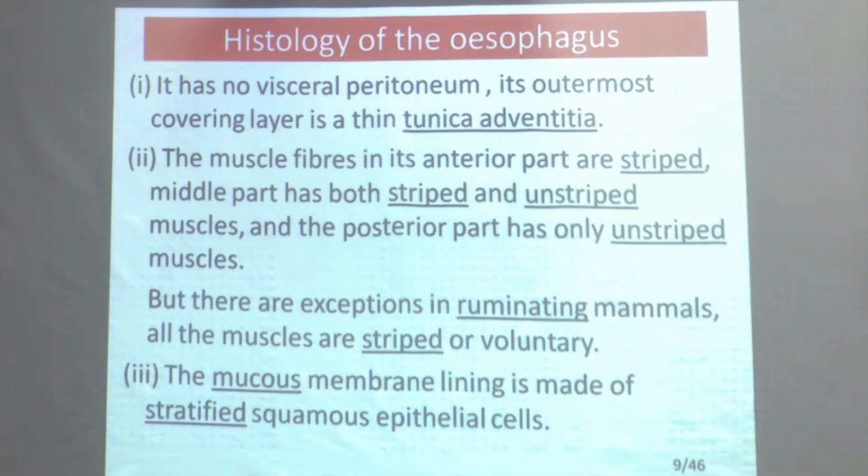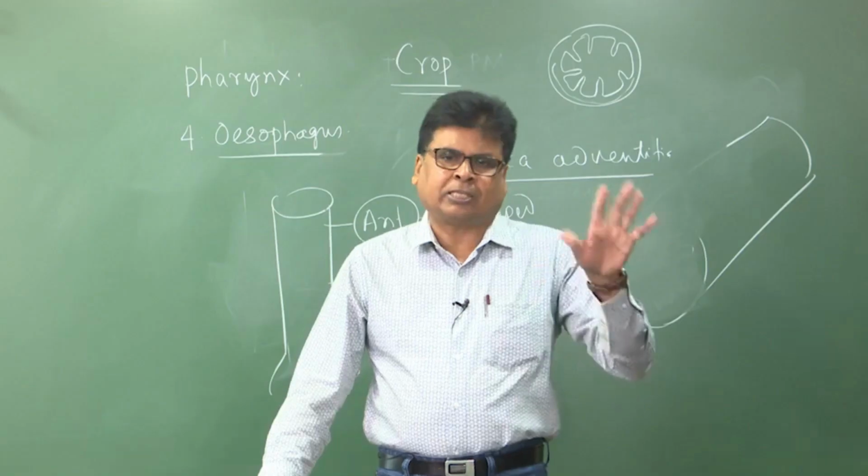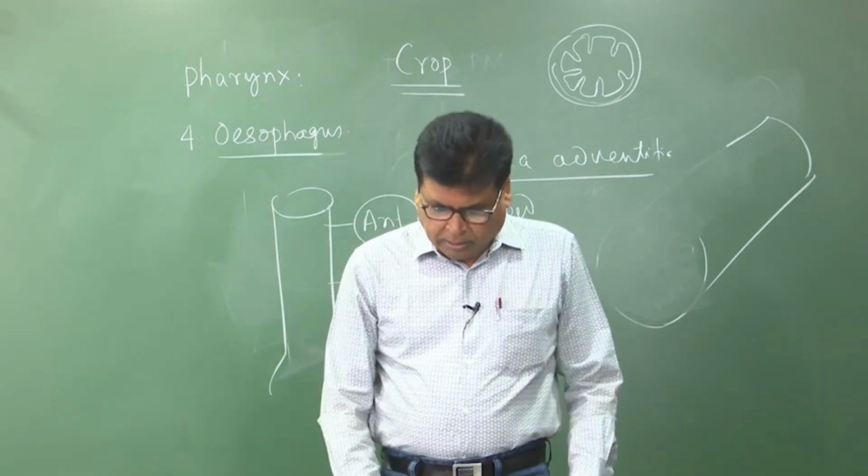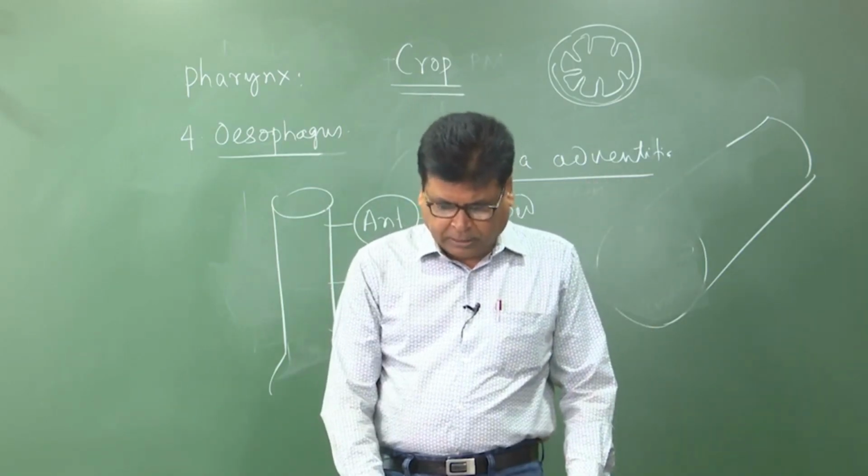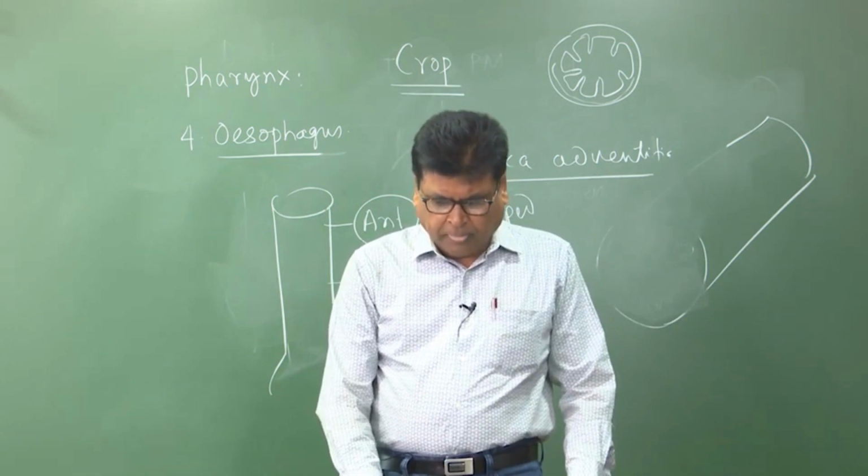Then come to the last layer, the mucosa layer. The mucous membrane, the inner lining of the oesophagus, is made up of stratified squamous epithelial cells. So, these are the histology of the oesophagus. Now, come to the next one, the stomach.